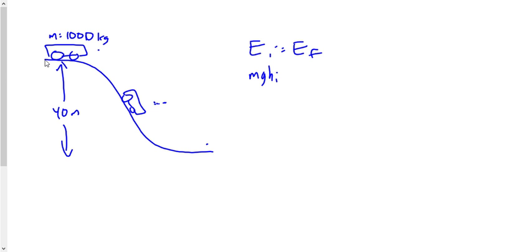Is it moving? Yeah, it's moving at 2 meters per second. So we've got kinetic energy as well. So we'd say mgh initial plus 1/2 mvi squared equals, what kind of energy does it have halfway down? Does it have a height halfway down? Sure it does. It's got a height of 20 meters halfway down. And is it moving halfway down? Sure it is. Not stopped for sure.